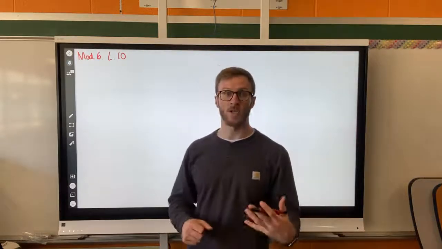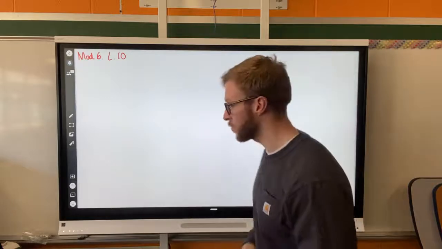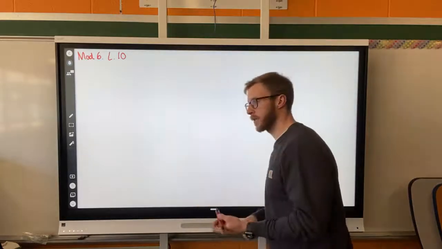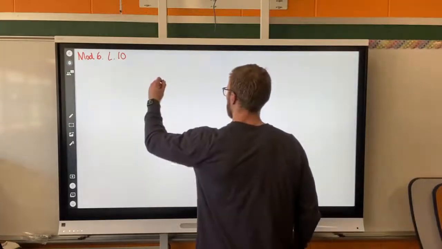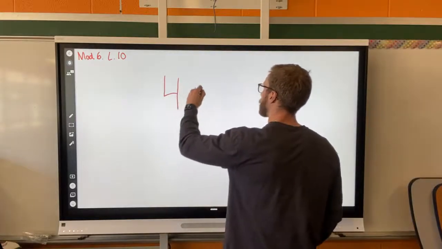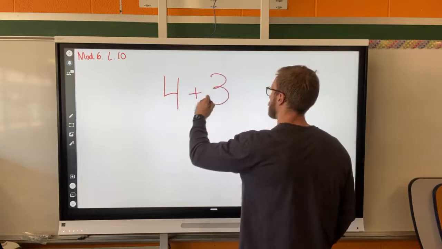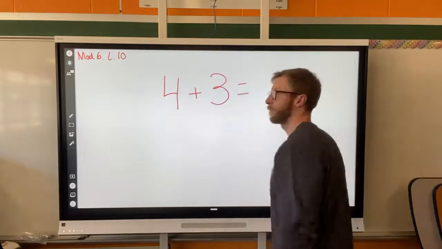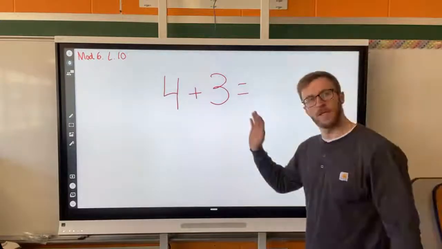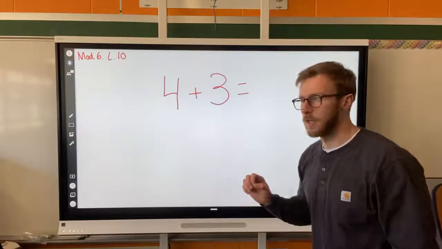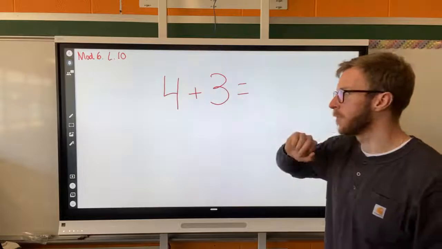So I want to start out with something simple, okay? I want you all to think about this number sentence that I'm putting on the board, and I want you to solve it for me. 4 plus 3. What does 4 plus 3 equal, all right? Now, this is just single-digit numbers. We don't have double digits here. These are small ones. We're going to start with this and work up.